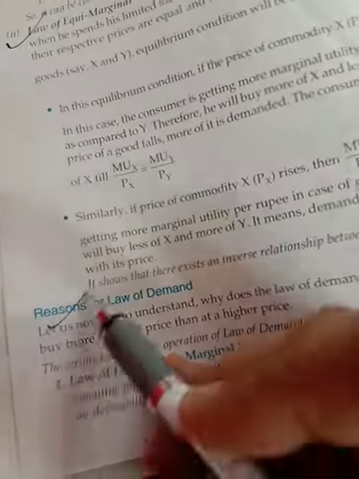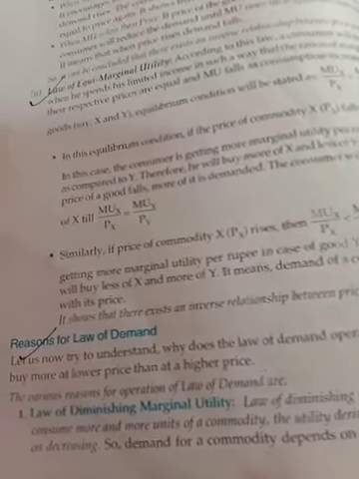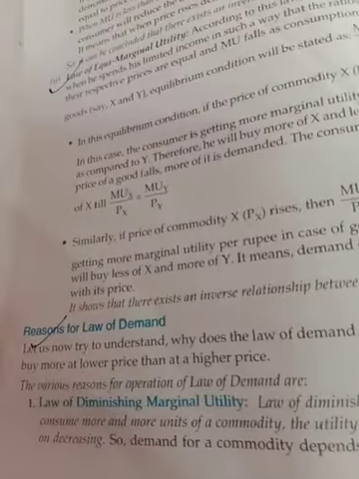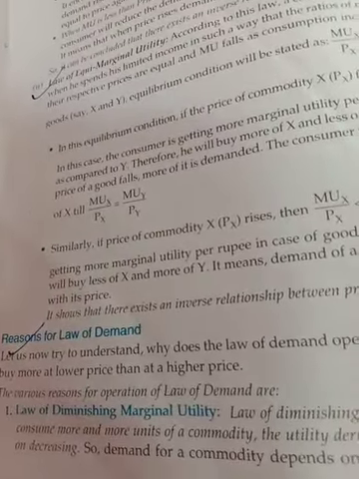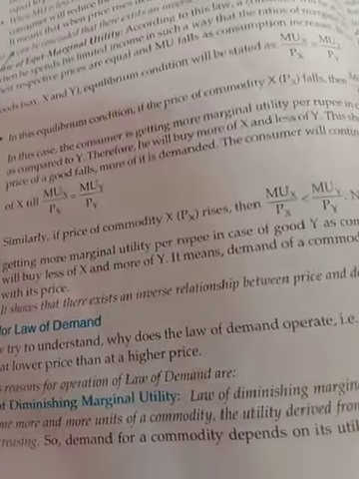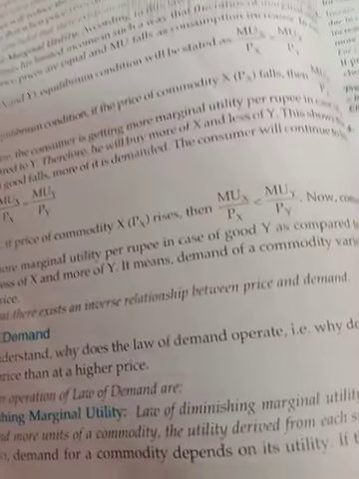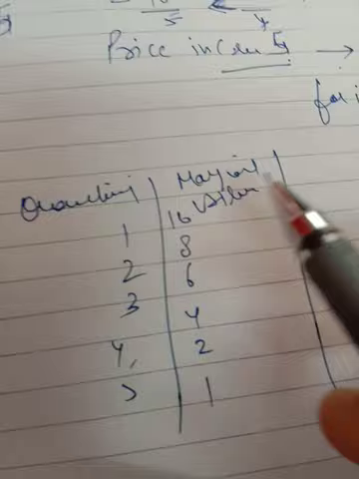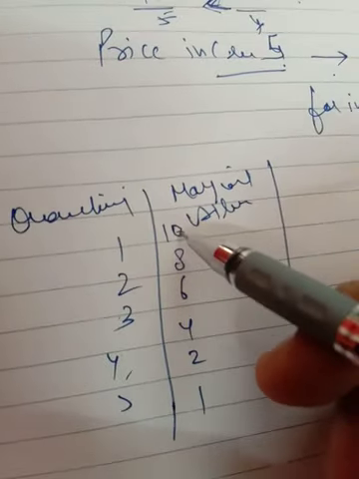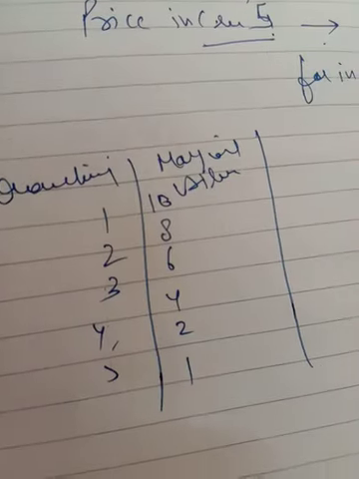So now the reasons for law of demand. What are the reasons for law of demand? That is the law of diminishing marginal utility. Law of diminishing marginal utility is basically the major reason, because as you go on consuming more commodity, utility derived goes on decreasing. So for each additional unit the consumer will pay a lesser price. As quantity goes on increasing, utility goes on decreasing from 10 to 8, 6, 4 to 1. This is the law of diminishing marginal utility.